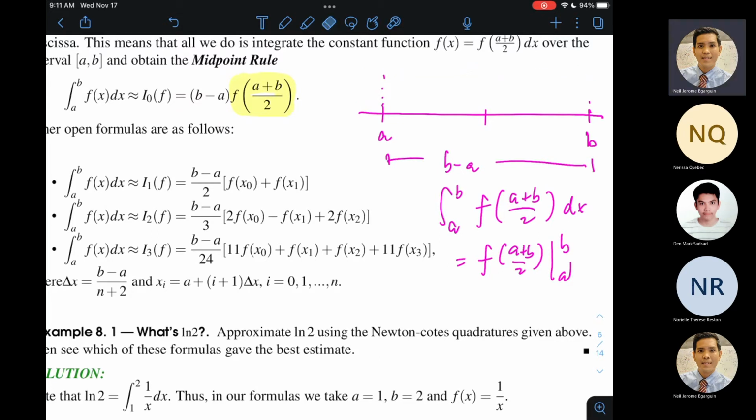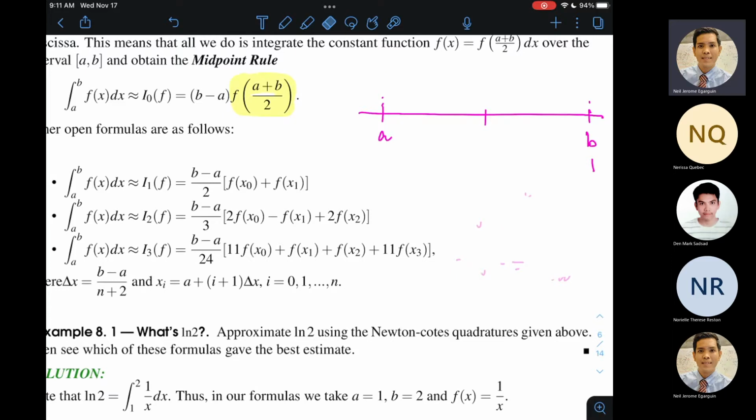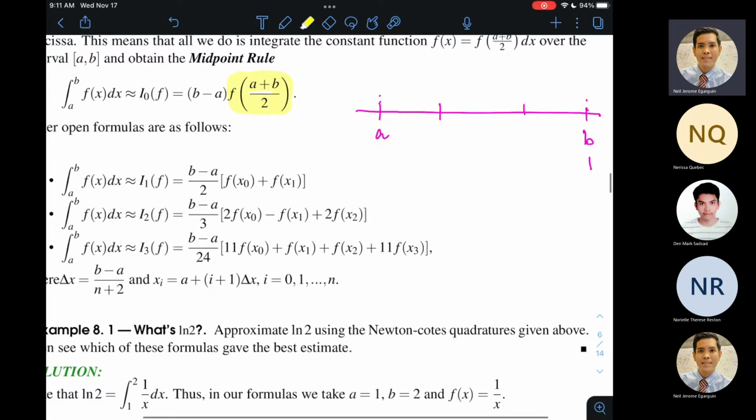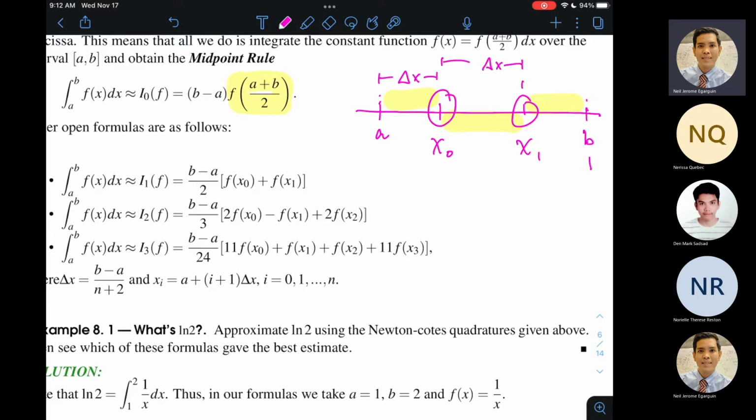Now, syempre, baka hindi ganun kaganda yung result from using only one point. Magdagdag pa tayo ng points na gagamitin. Halimbawa, dalawa na yung points na gagamitin ko. So kung dalawa na yung points, ibig sabihin kailangan kong hatiin yung interval into 3 sub-intervals, okay? Para magkaroon ng dalawang points na gagamitin. So, first sub-interval, second, and third. Tapos, ang pipiliin ko na abscissas ay ito. This will become my x sub 0, and this will become my x sub 1. So, yung distance na to ay delta x, yung distance na to ay delta x, yung distance na to ay delta x.